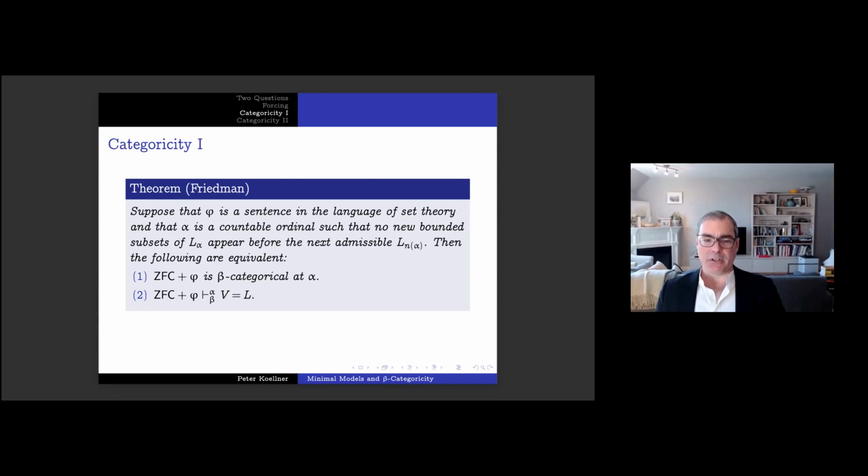Then the following are equivalent. ZFC plus phi is beta categorical at alpha, and ZFC plus phi proves in beta logic for models of level alpha that V equals L. So I'll just explain these notions.